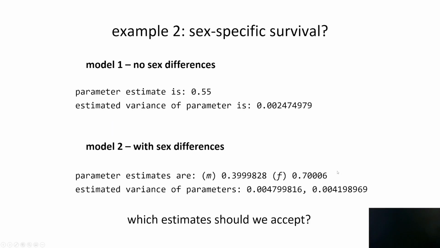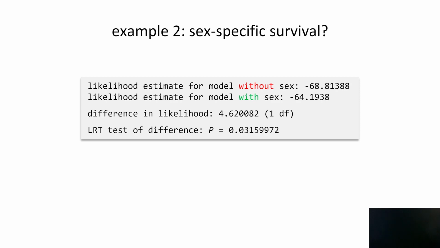And so if we actually go back into the PowerPoint for a second, that's exactly what we'll see. So here are the same basic values that we just saw. So the parameter estimate is 0.55. There's the variance, which we're not focused in on here. Here are the parameter estimates for the model with sex differences, 0.4 and 0.7, which is exactly what we expect them to be. Here's the likelihood estimate for the model without sex. Here's the model with sex. The difference between the two is 4.62.